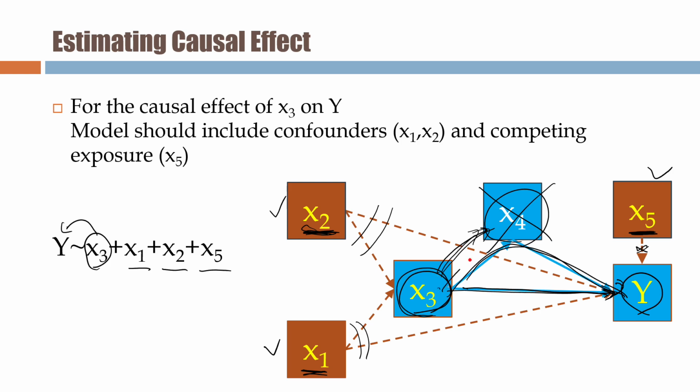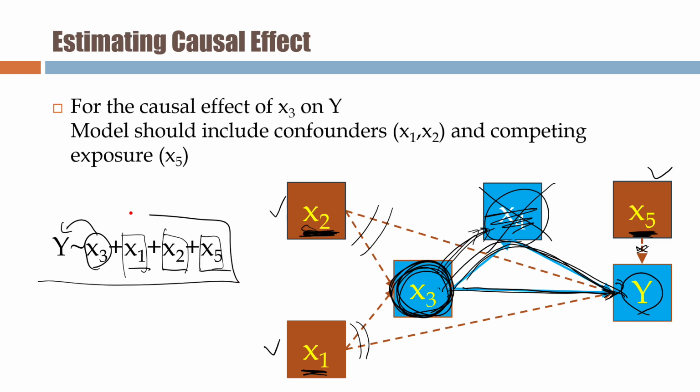So still this kind of effect is x3's effect on y. So instead of x4, I want to see what is x3's effect. But I have to condition on x1, x2, x5. So I have to include these conditioning variables and use this model. And then if you get a coefficient of x3, you can estimate that as my causal effect on y.